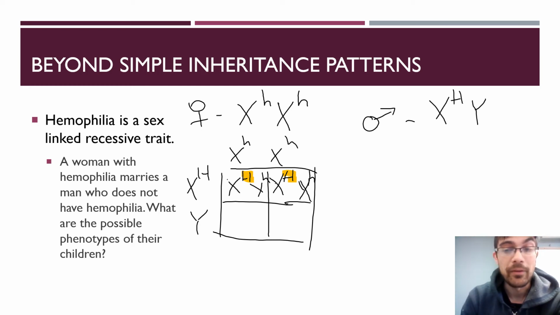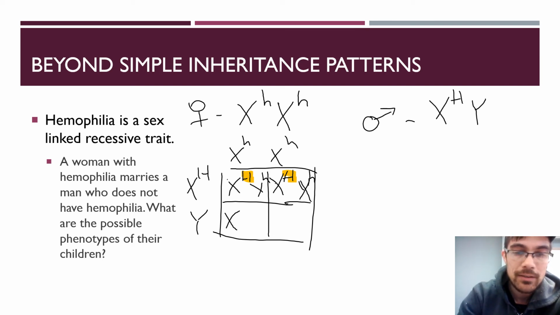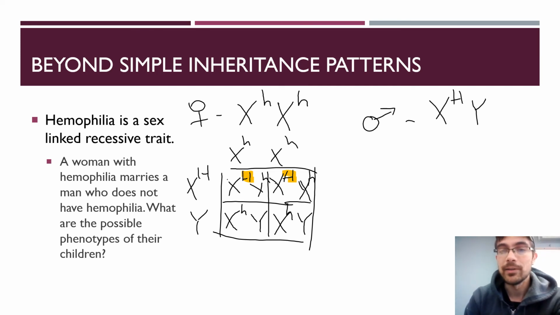So even though the mother in this case has it, because the father is normal, there's no possible chance that the daughters in this case would have it. However, in the case of a son, if they were to have one, the Y comes from the father, which means the X has to come from the mother. And since the mother can only give the hemophilia gene, any son this couple may have had would have hemophilia.